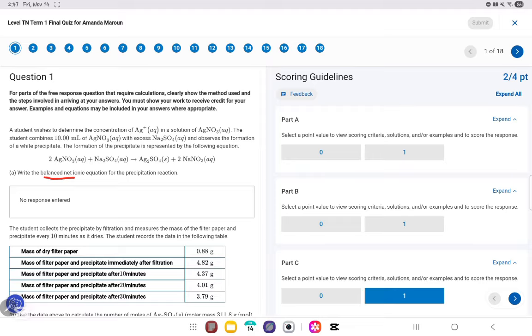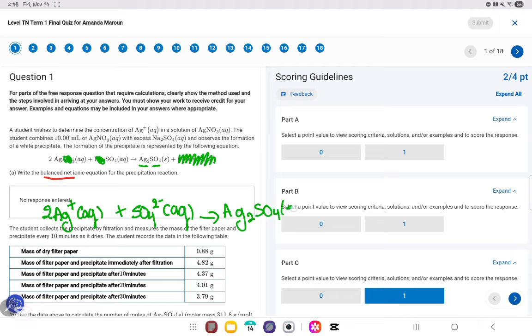Whenever they talk to us about a net ionic equation, we directly remove anything aqueous. That means the only two that are going to be acting are Ag and SO4. So you will remove NO3 and you will remove Na2. So what will it be? It will be 2 Ag+ aqueous, because you always take the charge, plus SO4 2- aqueous, which will give me Ag2SO4 solid.